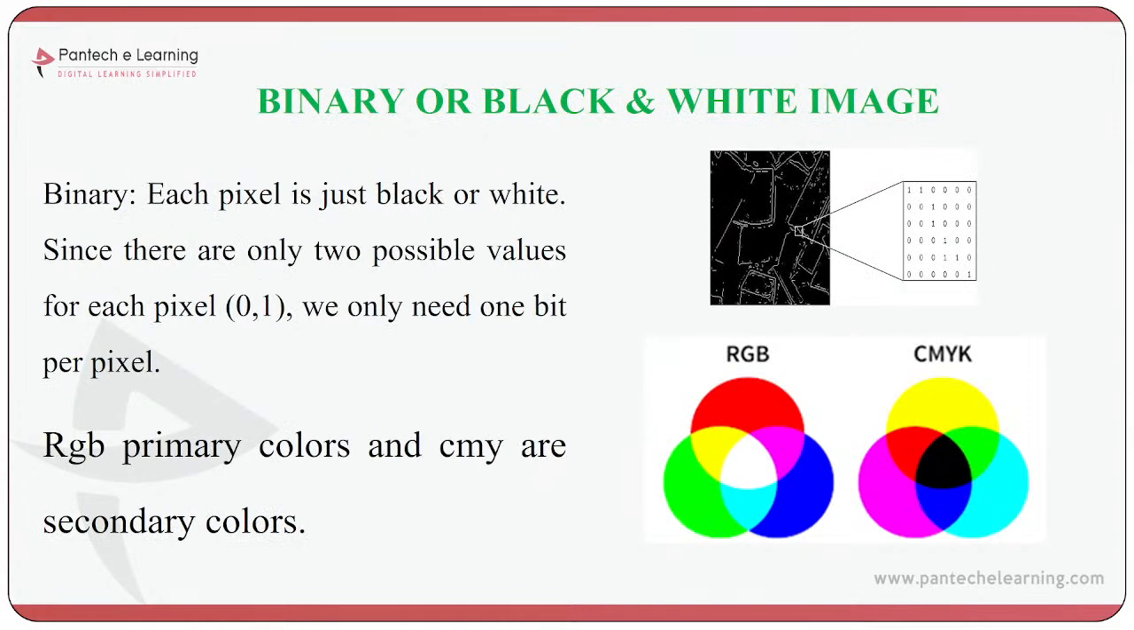So this is the binary or black and white image. What is binary? I already told you: black is 0 and white is 1. According to this it will vary.